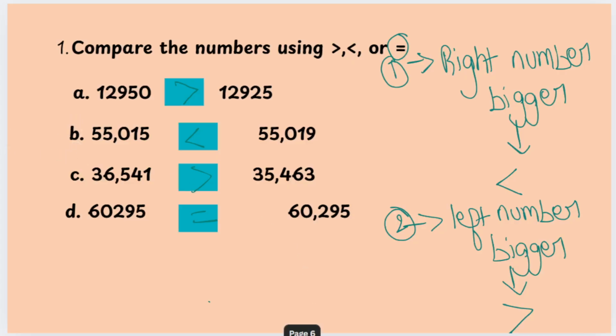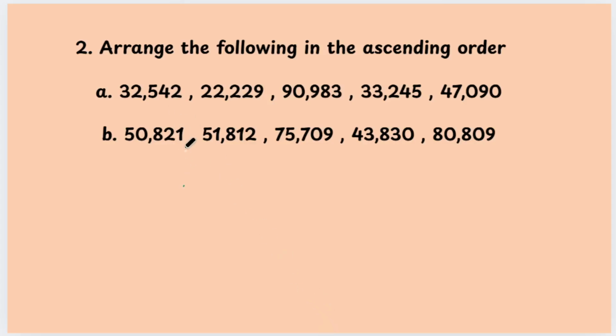Let's move on to the second exercise. Arrange the following in the ascending order. So how to arrange the following in an ascending order? Ascending order is smaller to bigger. Smaller to bigger.